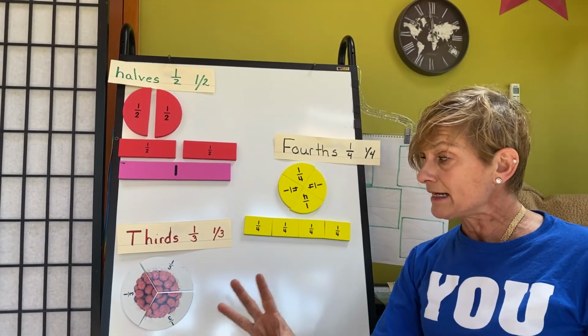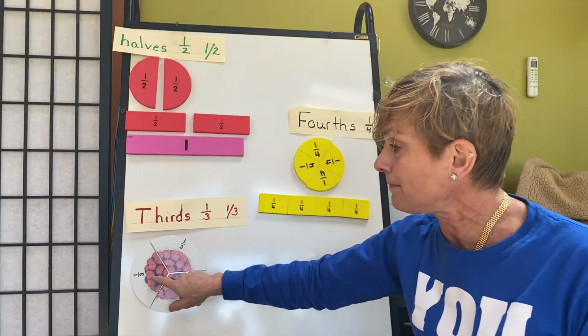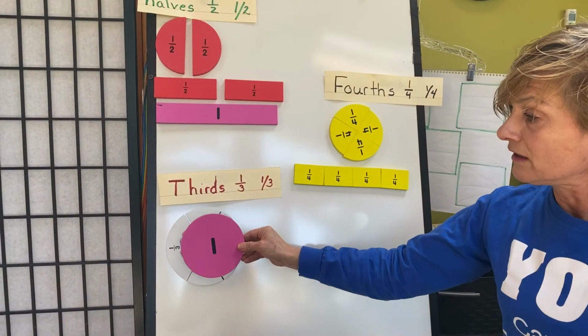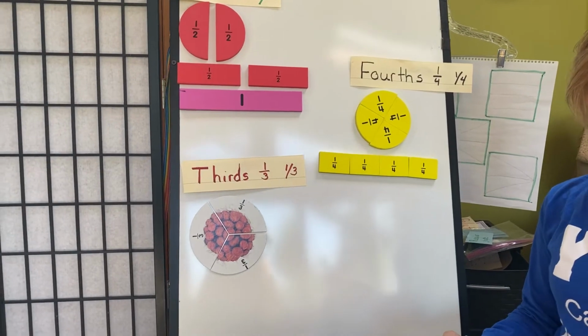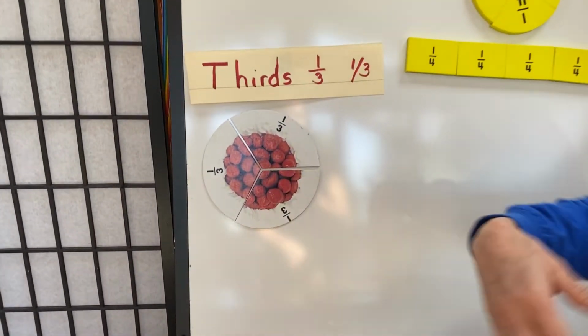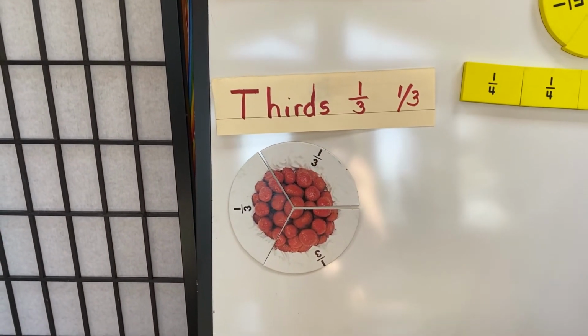That would be 3 equal parts. Here's my picture of a pie. It was whole, and then I broke it up into 3 equal parts. Not one of these parts is greater. That's what makes it a fraction.